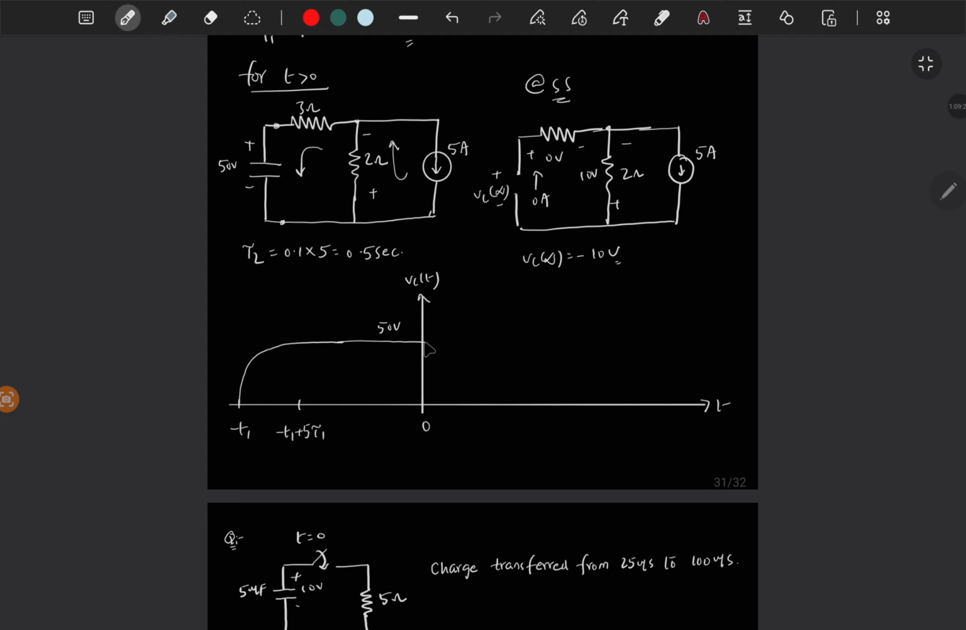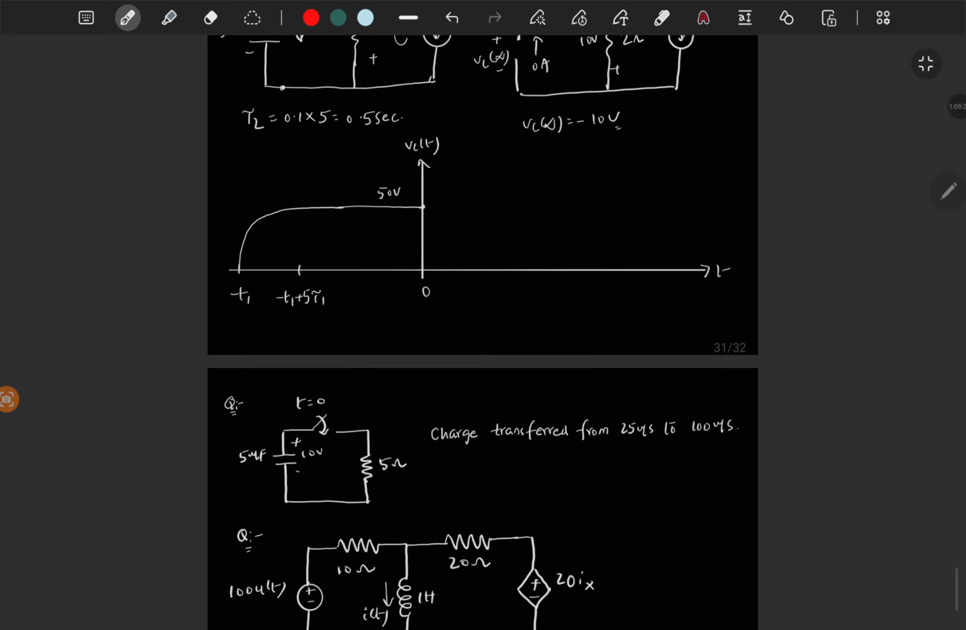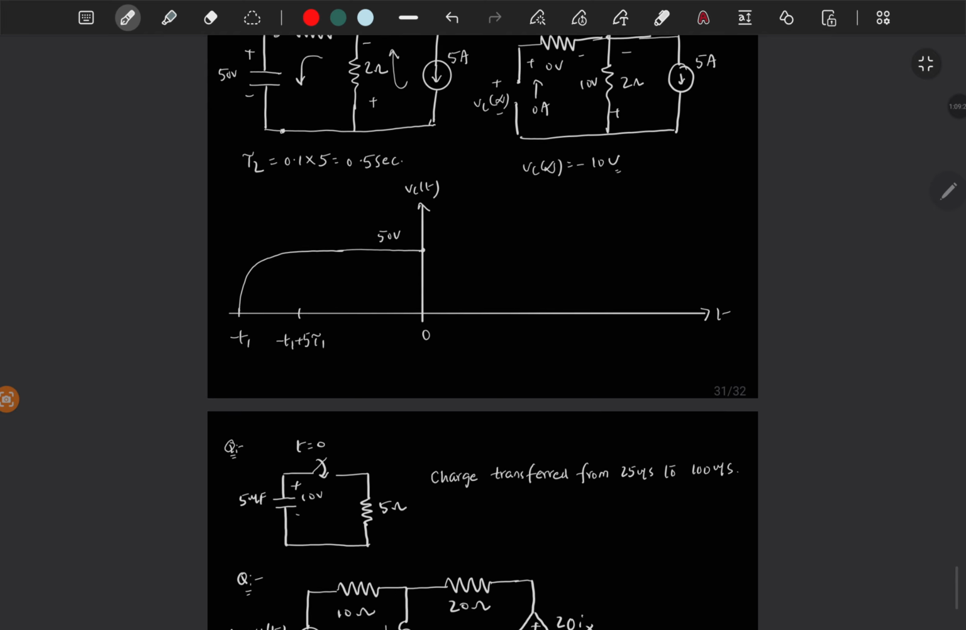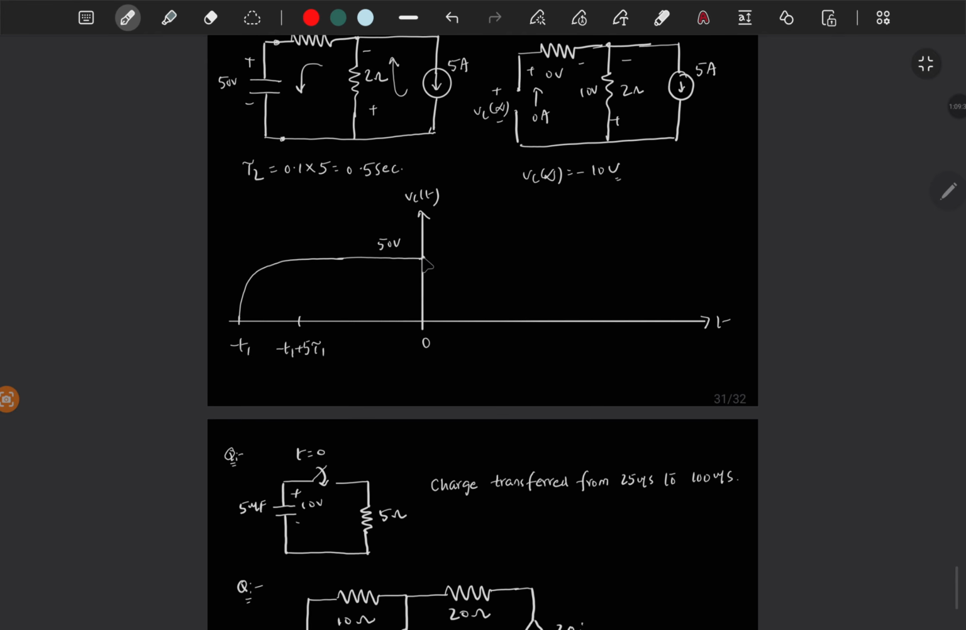This is 50 volt, and from 50 to minus 10 volt, this is charged again. So from here, this is not discharging, this is charging in reverse direction. So after some time, this will go to 0, and this will charge to minus 10 volt, and this will stay here, because there is no transient behavior further, and this is the steady state value.